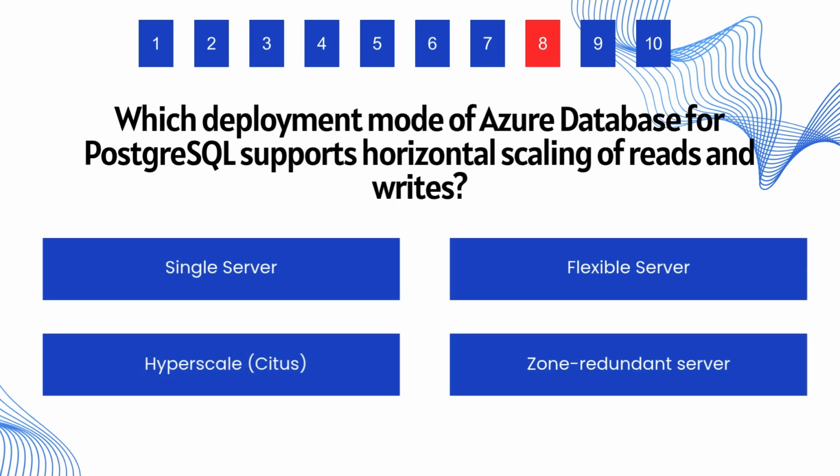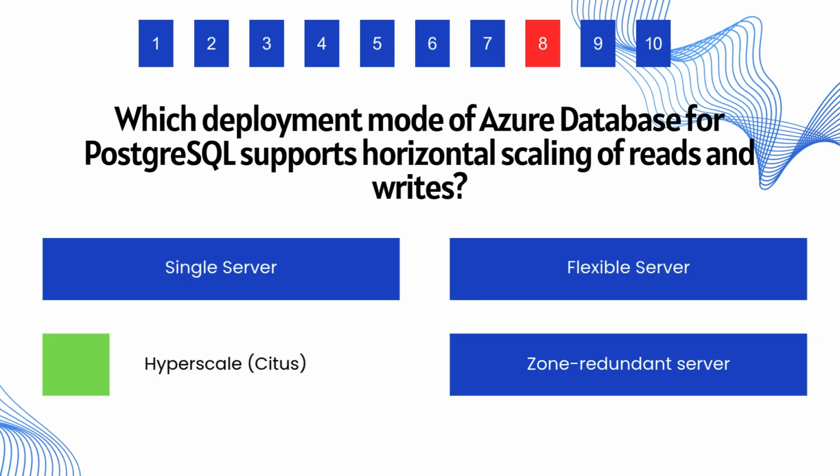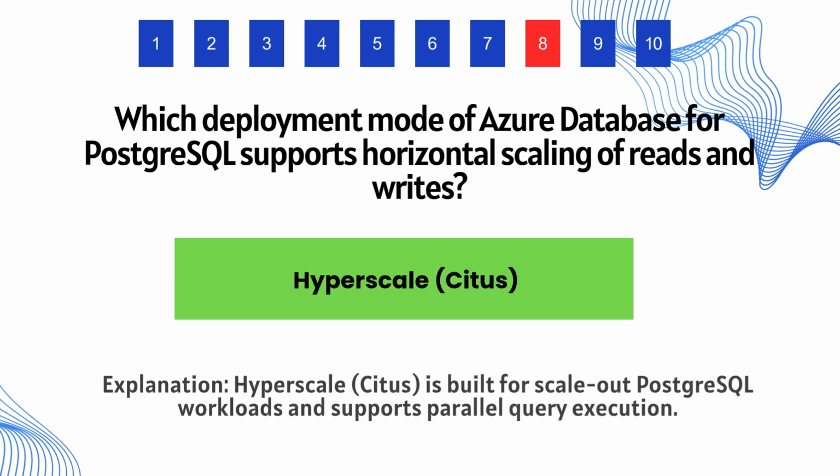Question 8. Which deployment mode of Azure Database for PostgreSQL supports horizontal scaling of reads and writes? The correct answer is Hyperscale (Citus), as Hyperscale (Citus) is built for scale-out PostgreSQL workloads and supports parallel query execution.